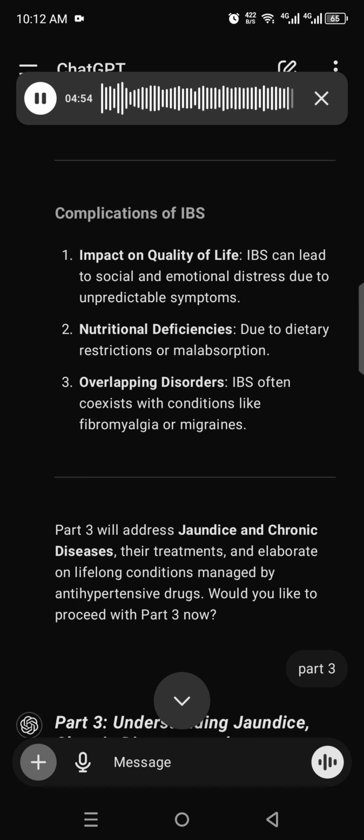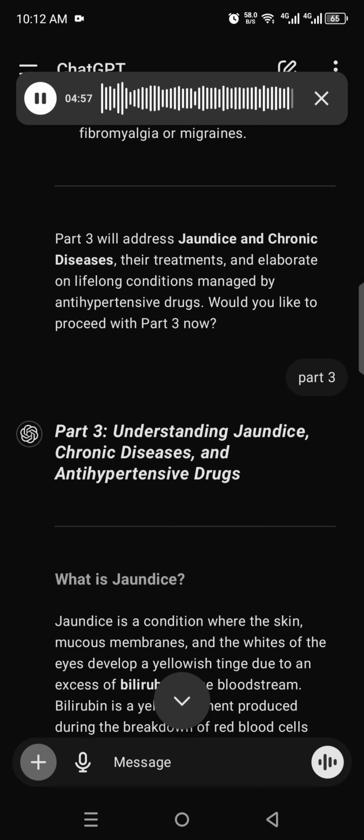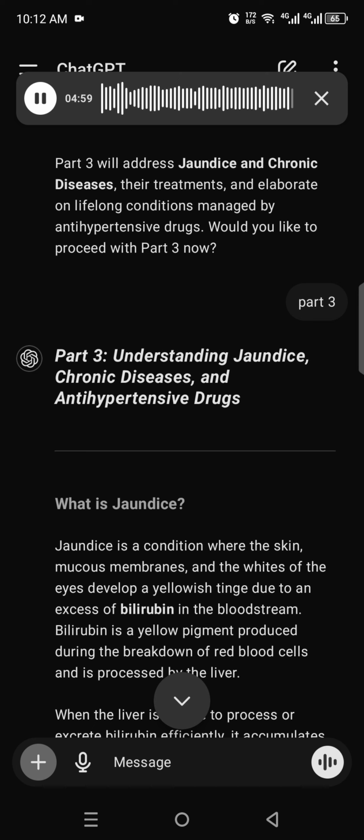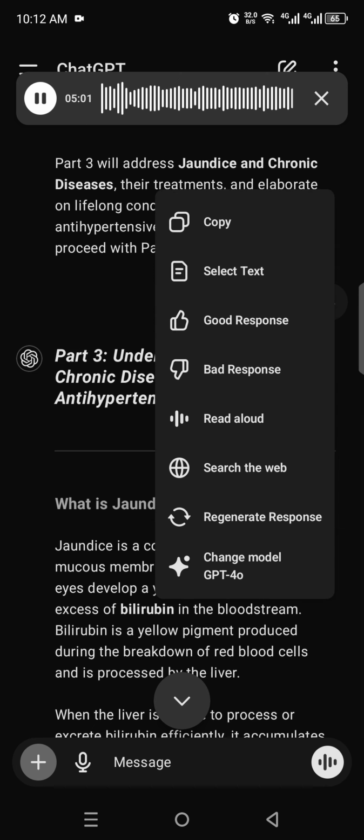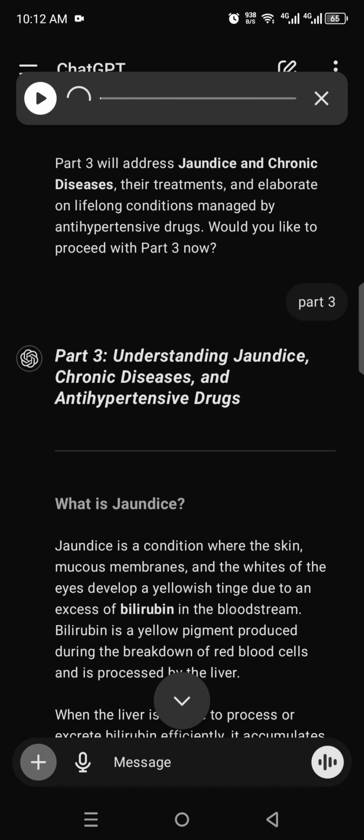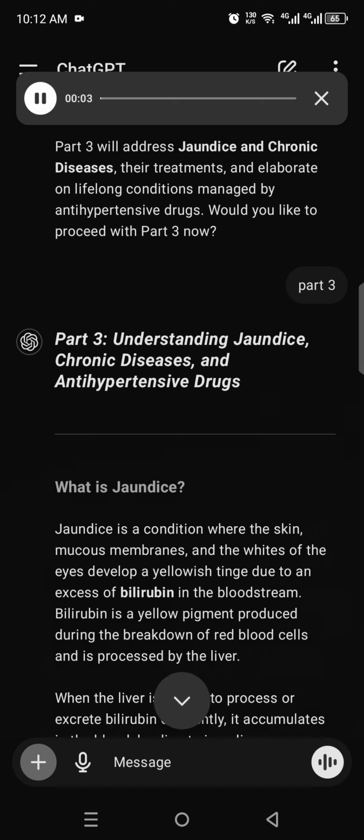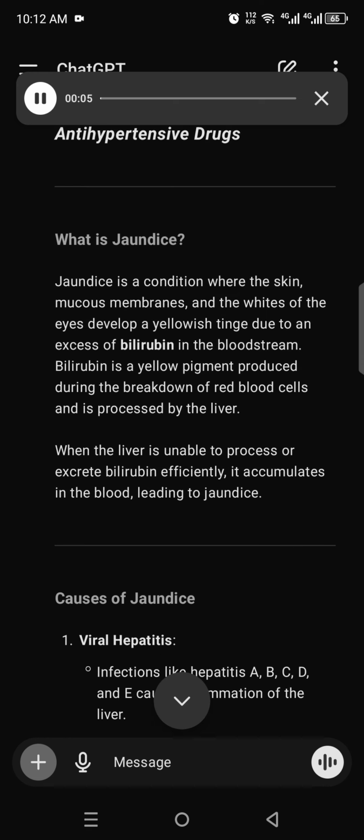Part 3 will address jaundice and chronic diseases, their treatments, and elaborate on lifelong conditions managed by antihypertensive drugs. Part 3, understanding jaundice, chronic diseases, and antihypertensive drugs.